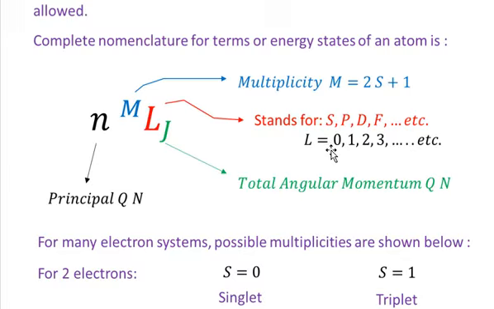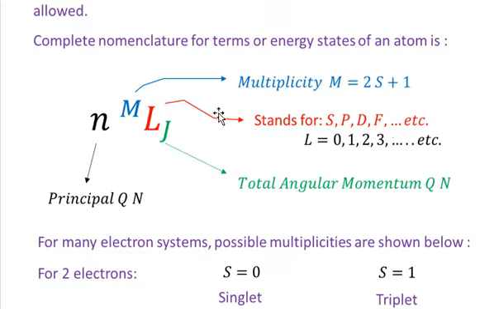So if the orbital quantum number is 0, we have the term symbol capital S. If the orbital quantum number L is equal to 1, we have the term symbol capital P. If the orbital quantum number has a value equal to 2, we have the term symbol D. And similarly, if the orbital quantum number has a value equal to 3, we have the term symbol F.